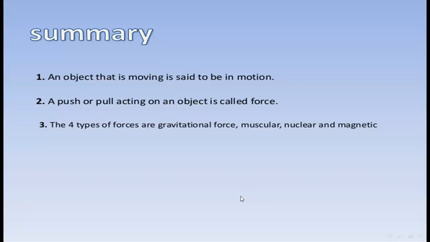Here is the summary of this lecture. An object that is moving is said to be in motion. You must remember this point. Second, a push or pull acting on an object is called force. Third, the four types of forces are gravitational, muscular, nuclear, and magnetic. We discussed them before. I hope you understand this lecture very well.